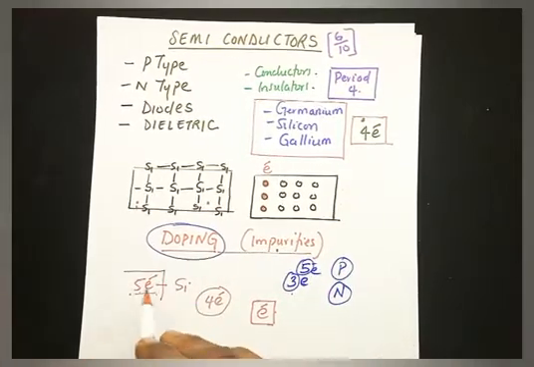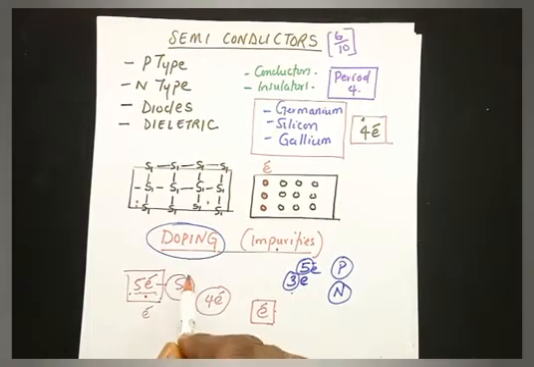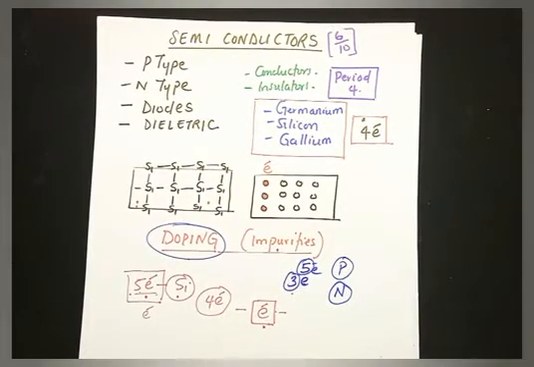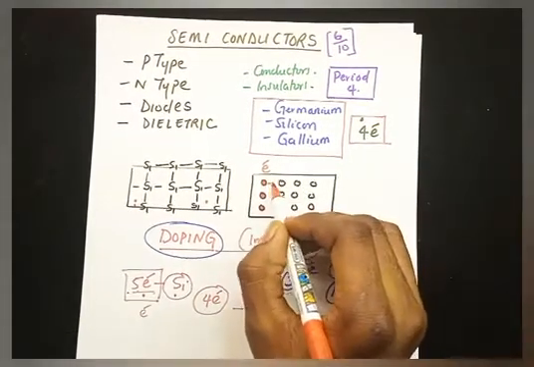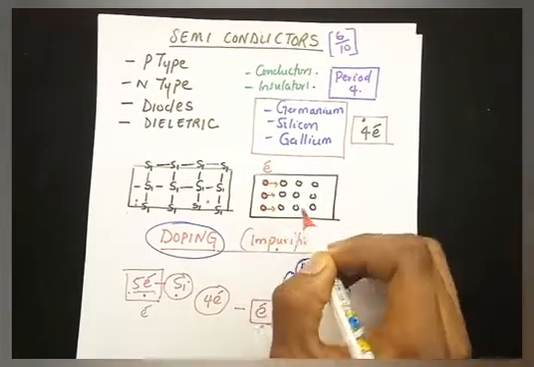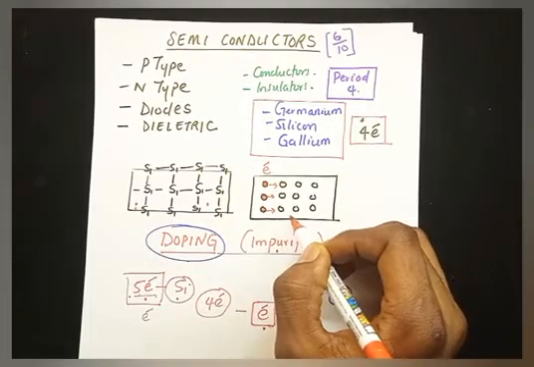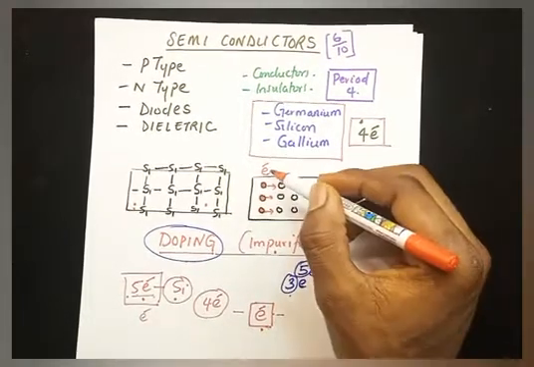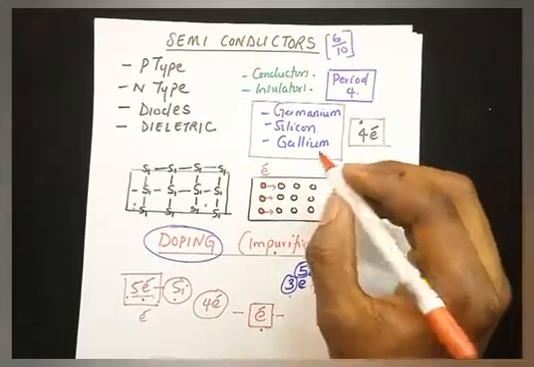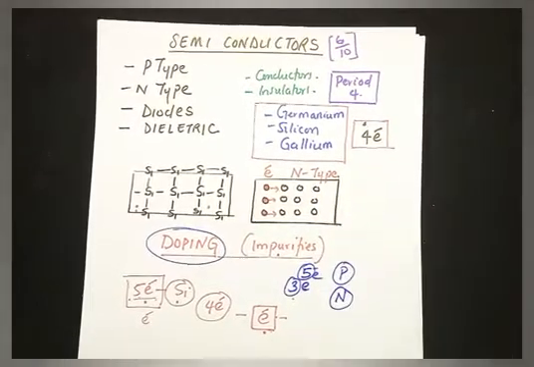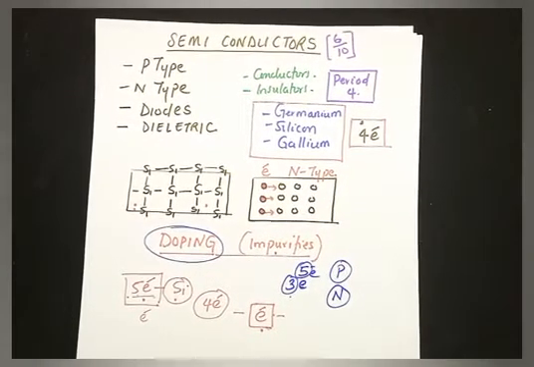When we use an element that has 5 electrons in its outermost shell to dope silicon, what we get is an extra electron in the outermost shell of silicon. Now this electron is what will conduct electricity in the structure of this semiconductor. This kind of semiconductor, which has extra electrons in its outermost shell, is called an N-type semiconductor. Alright?